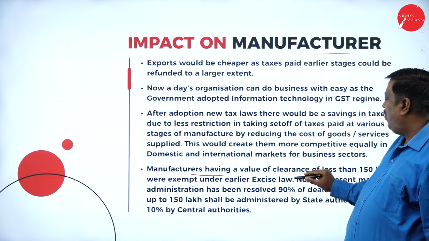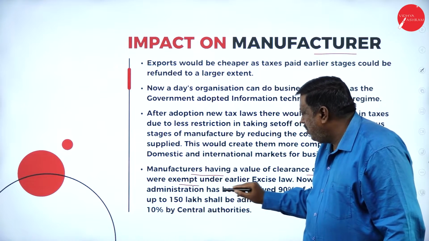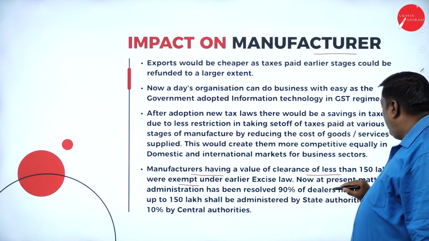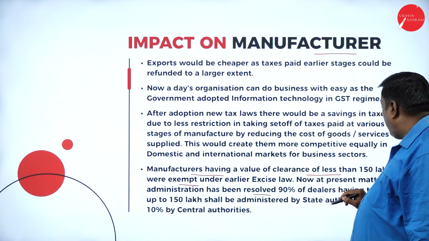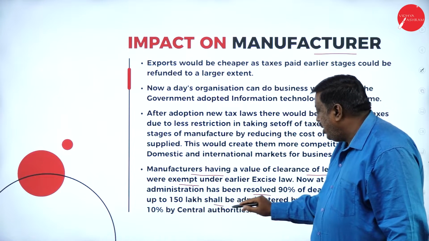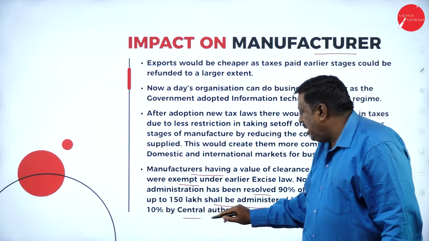Manufacturers having a value of clearance of less than 150 lakh were exempt under the earlier excise law. Now, at present, that administration has been dissolved. 90% of dealers having turnover up to 150 lakh shall be administered by state authorities and 10% by the central authorities.